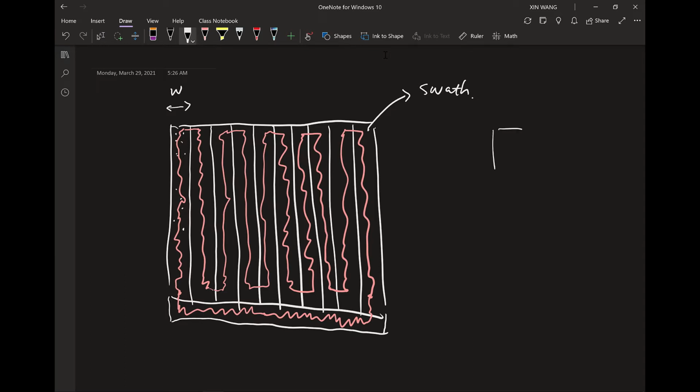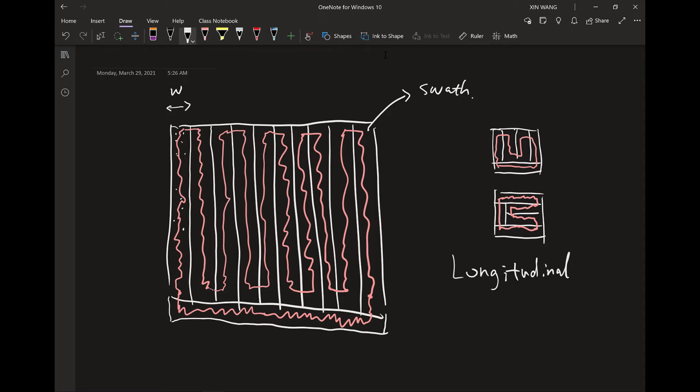For example, let's consider a small surface area. Our path can go this way, this way, this way. Or the path can go this way. So this tells us the decomposition of the swaths is not unique. But an interesting result is that the entire TSP tour can be decomposed into two types of movements. One is called the longitudinal movement, which means we travel in the direction parallel to the longer side of the swath. The other is the transversal movement, which means we travel in the direction parallel to the shorter side of the swath.